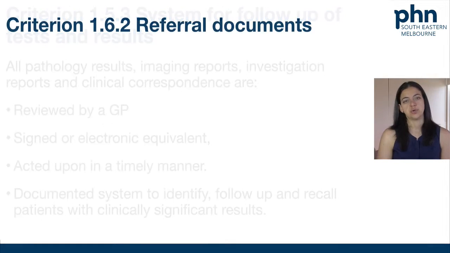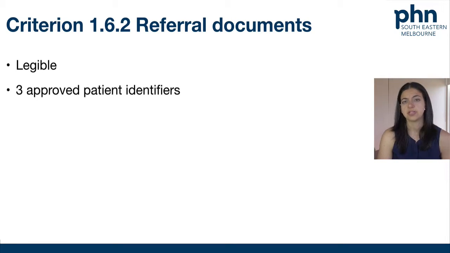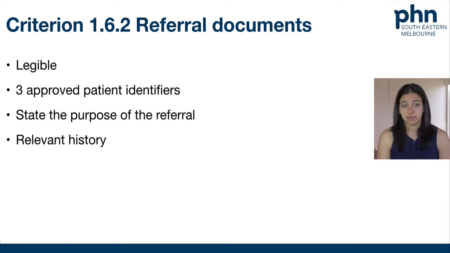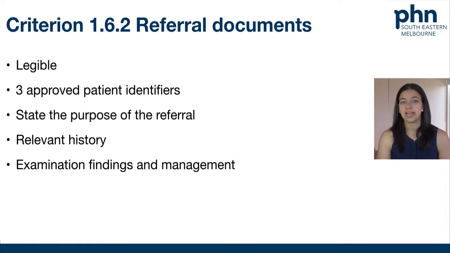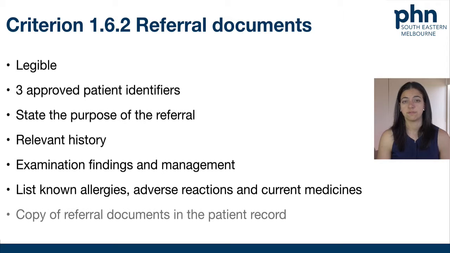Criterion 1.6.2, Referral Documents. All referral letters must be legible. They must contain at least 3 approved patient identifiers. They should state the purpose of the referral, and where appropriate, they should be on practice stationery. They must also include relevant history, examination findings, current management, list of known allergies, adverse drug reactions, and current medicines. The practice must ensure that if referrals are going to be transmitted electronically, this is done in a secure manner and that a copy of the referral document is always retained in the patient record.